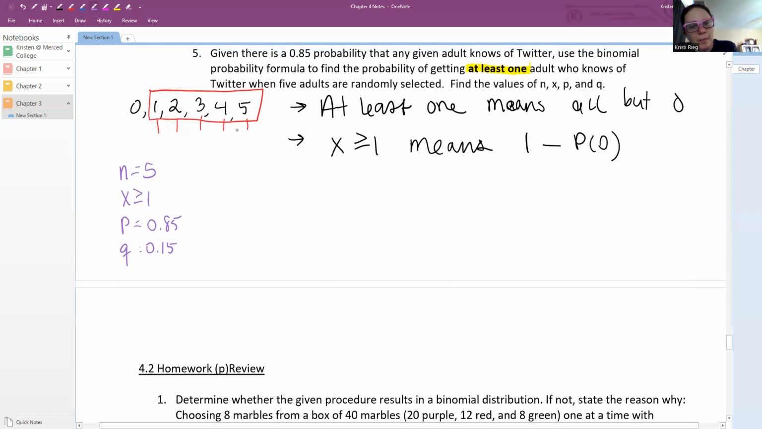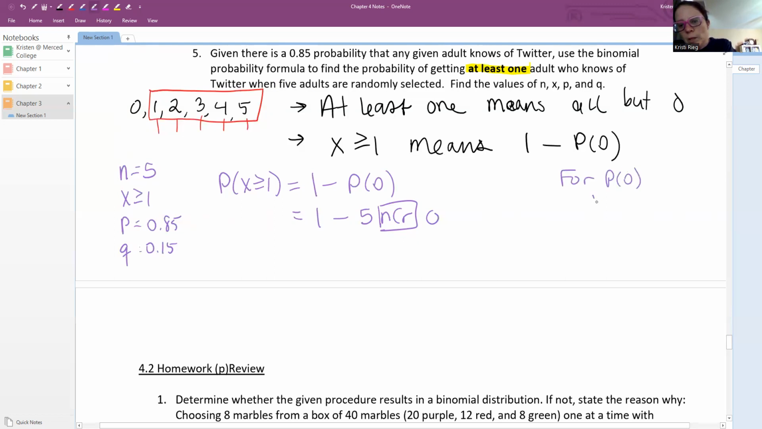So the probability of at least 1 is the same thing as 1 minus the probability of 0. 1 is 1. What's the probability of 0? Well, the probability of 0 is n, then the NCR button, and then 0. So for the probability of 0, we're going to use x equals 0. Remember, that's not the answer. That's what we're taking away to get the answer.